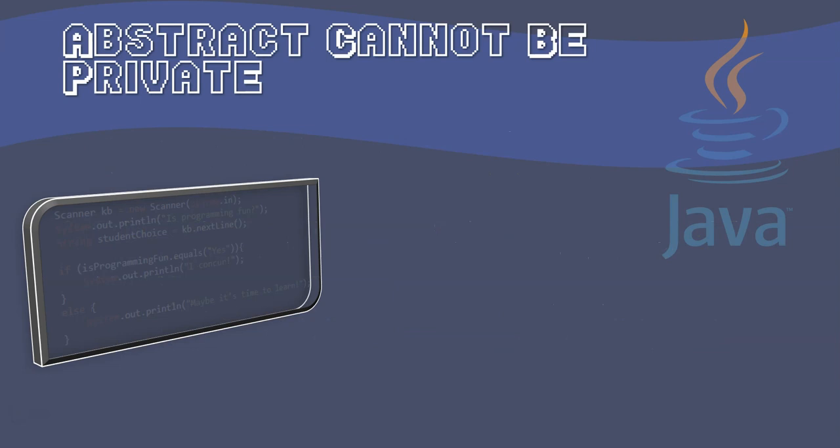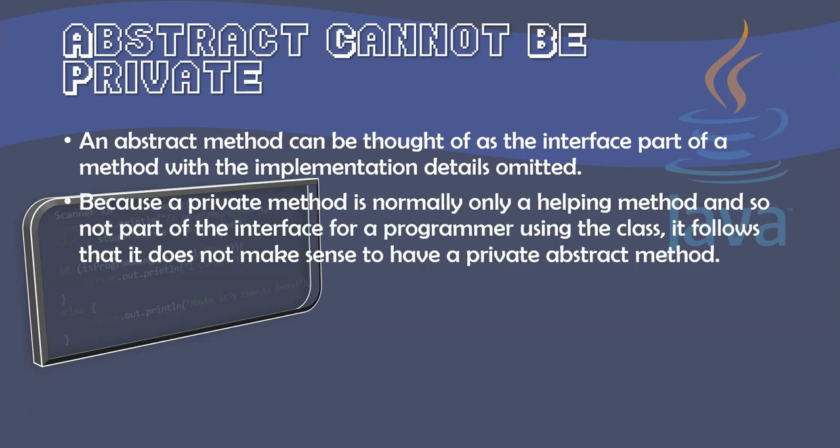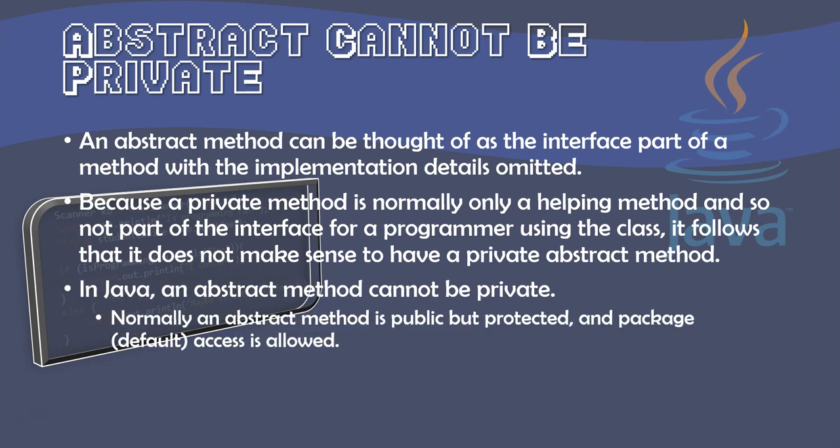Now, there are a couple of things we have to keep in mind here. First off, an abstract method cannot be private. The best way to think about this is that it's part of the interface of a method with all the implementation details taken out. A private method is normally only a helping method and so is not part of the interface for a programmer using the class, so it doesn't make much sense to have a private abstract method. In Java, an abstract method cannot be private. Normally, an abstract method would be either public or protected, and package access is allowed as well.